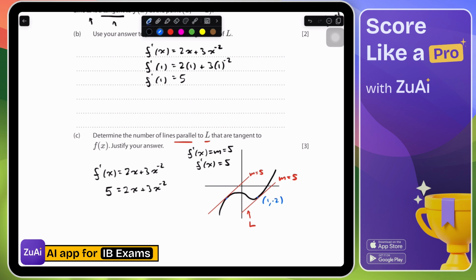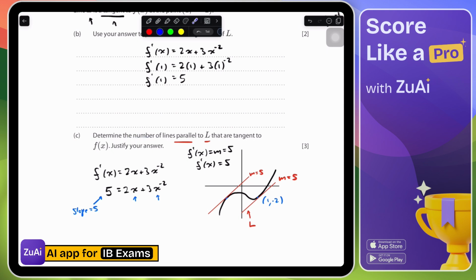To circle around the point again, we're asking how many different x values can we substitute that will make the slope equal to 5? In this case we wouldn't want to solve this exactly, because it would just give us one value, and we want to know the number of lines that are parallel to L. So I think we'd be best off graphing it.